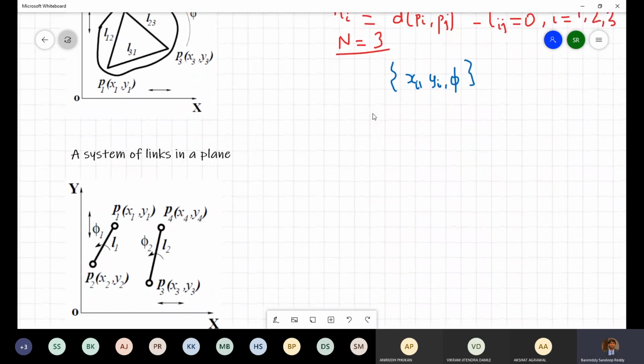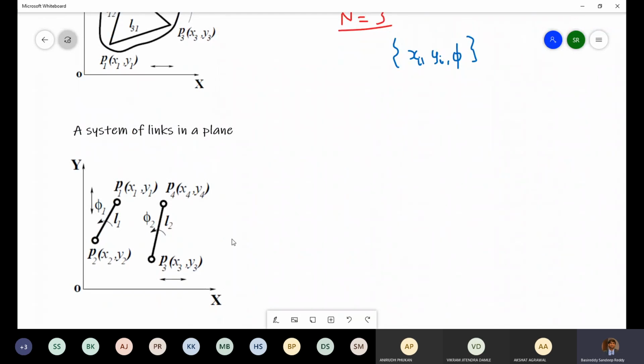Now next, let us consider a system of links in a plane. So same thing. What will be Q here? The number of configuration variables. 8. Okay. X1, Y1, X2, Y2, X3, Y3, and X4, Y4.